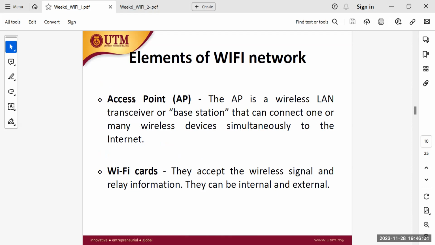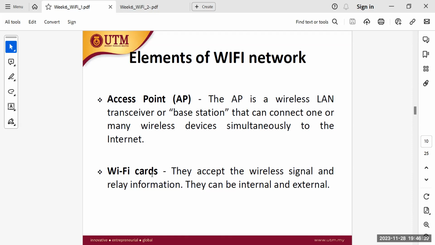Okay, now talking about the elements of a Wi-Fi network, the most important is the access point. The access point is a wireless LAN transceiver or base station that can connect one or many wireless devices simultaneously to the internet, right? So you usually talk about the router of the Wi-Fi. That basically is the access point, because that is the base station that eventually has to connect a number of devices to the internet.